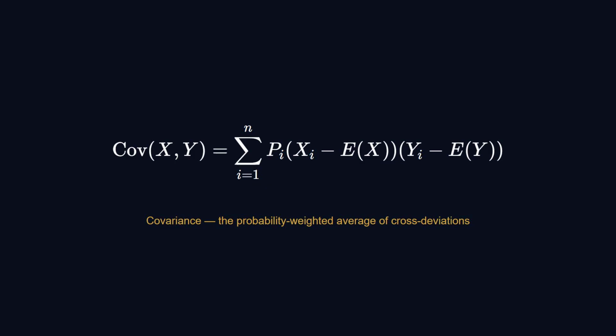If X is above its mean when Y is above its mean, the product is positive. Positive covariance means they move in the same direction. If X is above its mean when Y is below its mean, the product is negative. Negative covariance means they move in opposite directions. The problem with covariance is that its magnitude depends on the units of X and Y. A covariance of 500 between two stock returns sounds large, but is it? You cannot tell without knowing the scale.